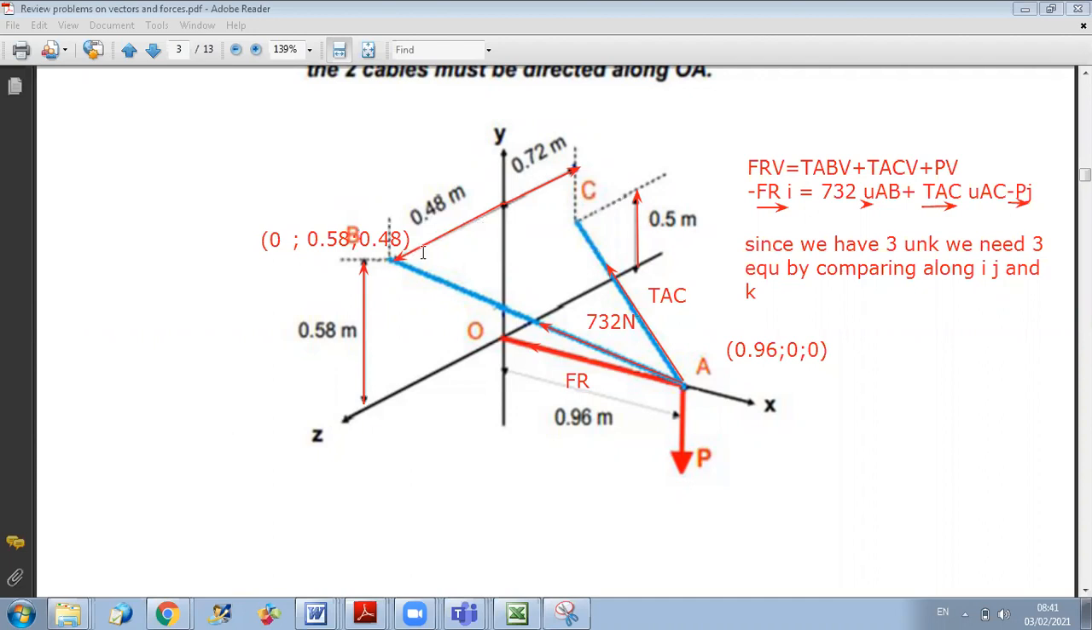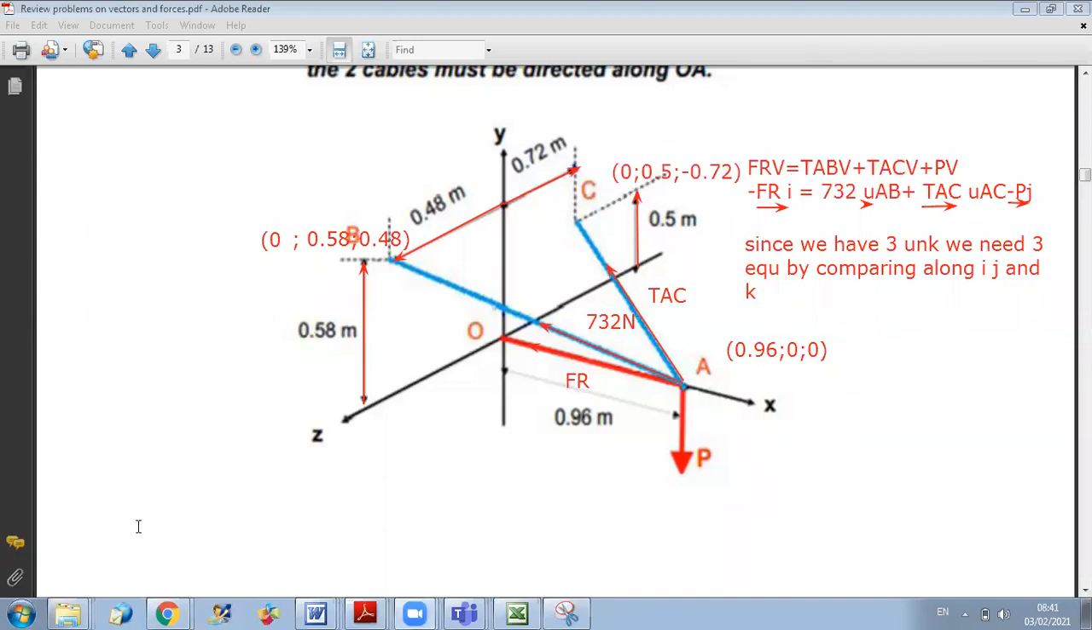And now for point C, it is 0, 0.5, and minus 0.70. Okay. So now I am ready to get the unit vector of AB and the unit vector of AC.